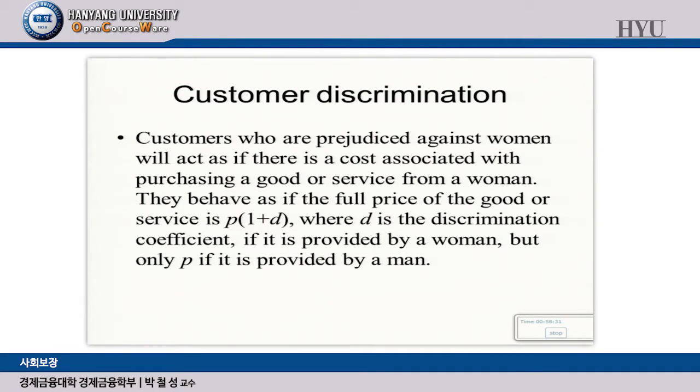Okay, the last one: customer discrimination. Customer discrimination also happens. In this case, this particular customer or group of customers do not like dealing with women, or let's say in racial cases, do not like dealing with blacks. Using the discrimination coefficient, you can say that if this customer is serviced by a female employee, they feel like they are paying more than what they are actually paying. So the price they feel is P times 1 plus D. If it's male employees, then it's just P. So using the discrimination coefficient, you can write it down efficiently this way.